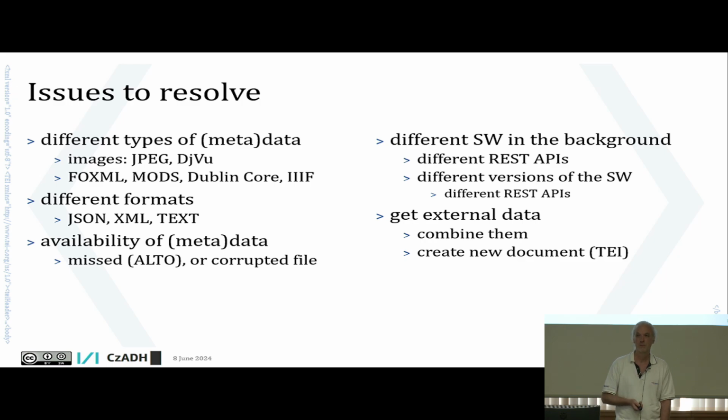And as I mentioned, there is a lot of software. Each digital library uses its own software in the background. For example, the Czech digital library Kramerius develops, and there are at least 3 instances or 3 versions that are still running, and each version has its different metadata and different API.